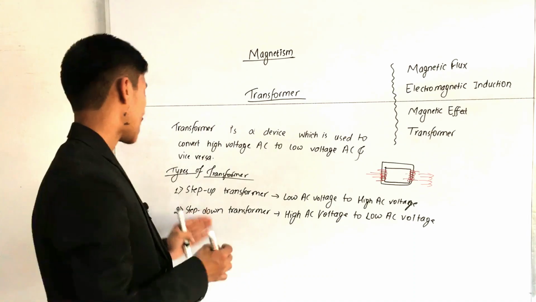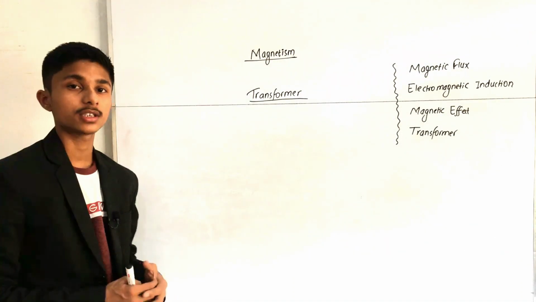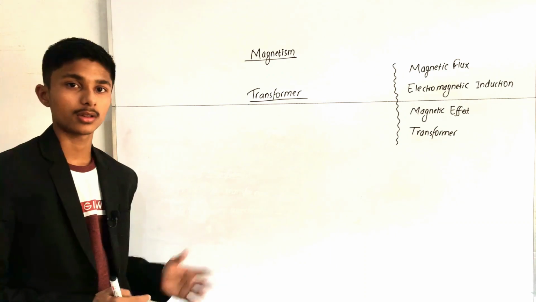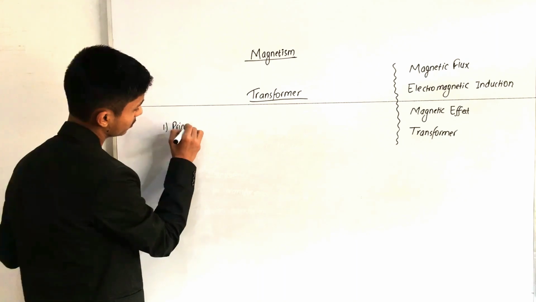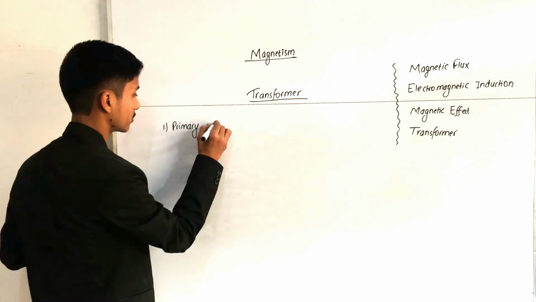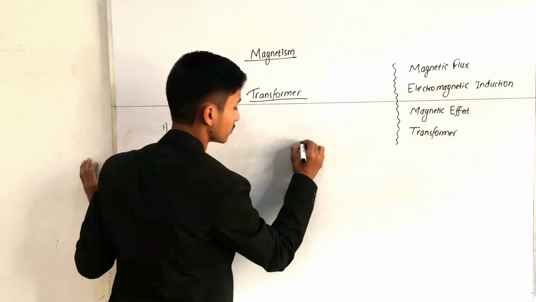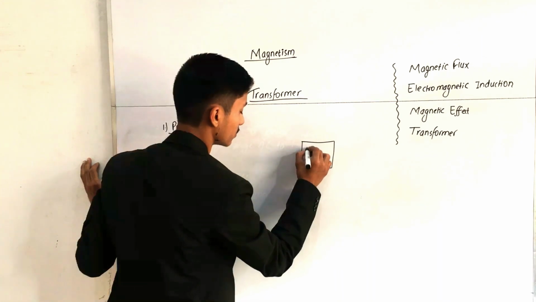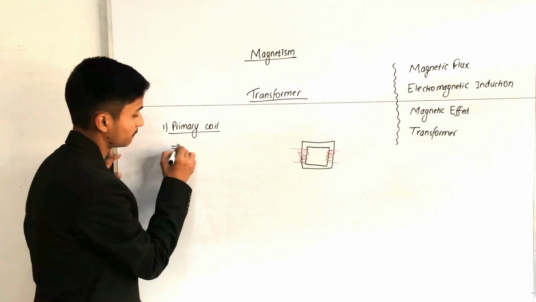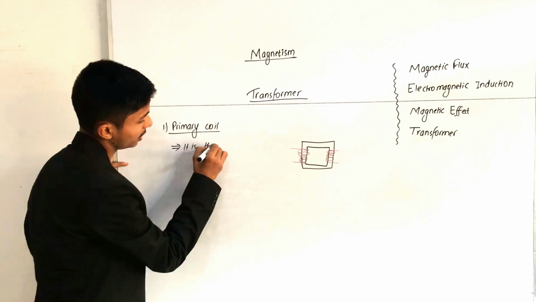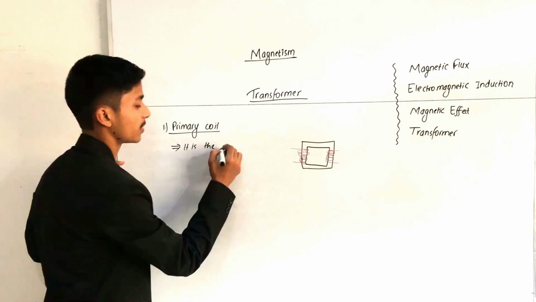Okay, we have now understood step up transformer and step down transformer. Now we discuss what is primary coil, secondary coil and core. First one, primary coil. What is primary coil? So here we draw a figure of a transformer. What is primary coil? It is the coil in which AC voltage is supplied, AC current is supplied.